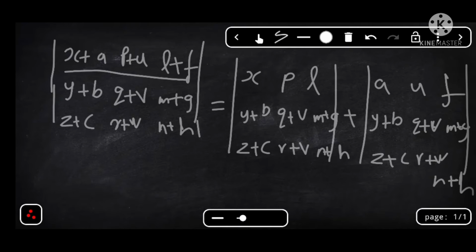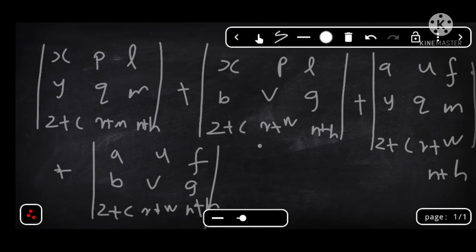Now we can split the second row of this determinant. Okay, so we are splitting the second row of this determinant. So let's split that. For both cases we can split. So see here, we have split the second row.